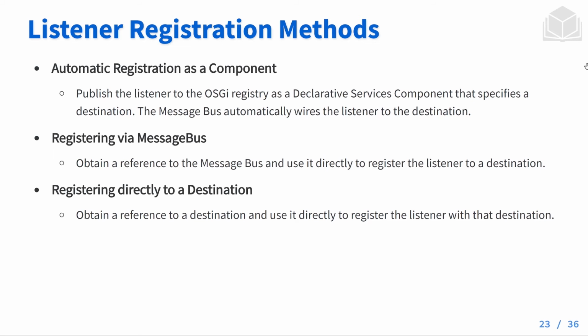The second way is registering via message bus. It allows us to obtain a reference to the message bus and use it directly to register the listener to a destination. And the third one is registering directly to a destination. So we'll obtain a reference to a destination and use it directly to register the listener with that destination.